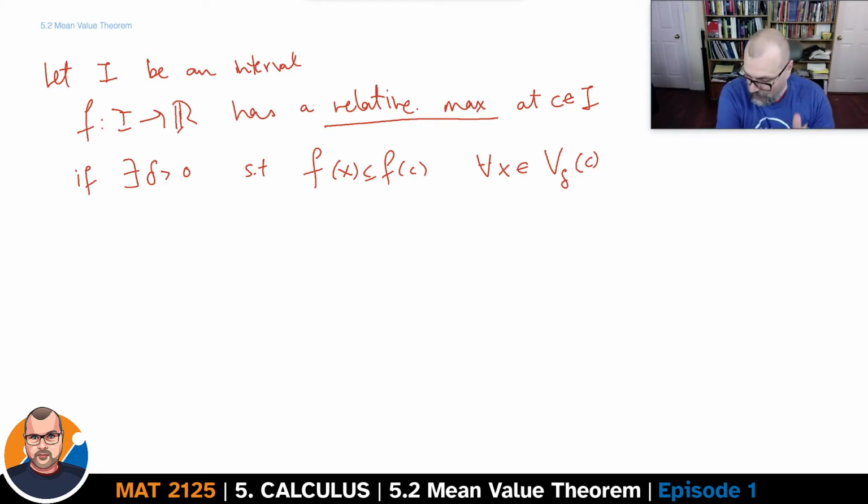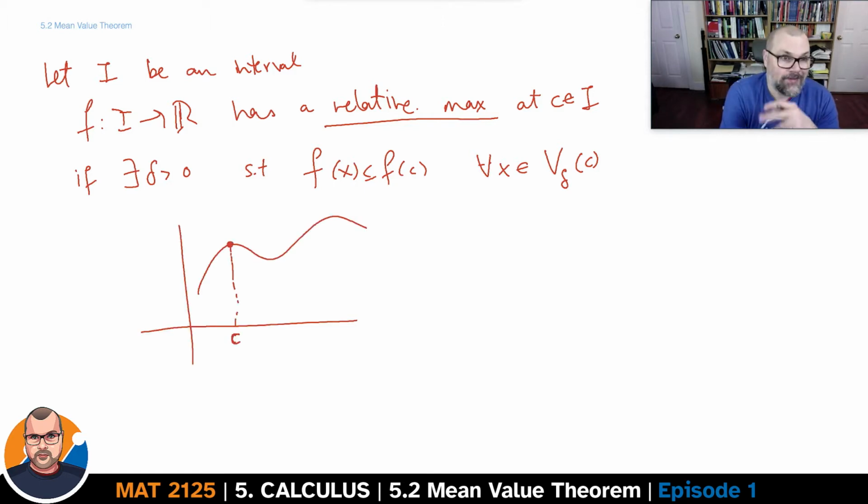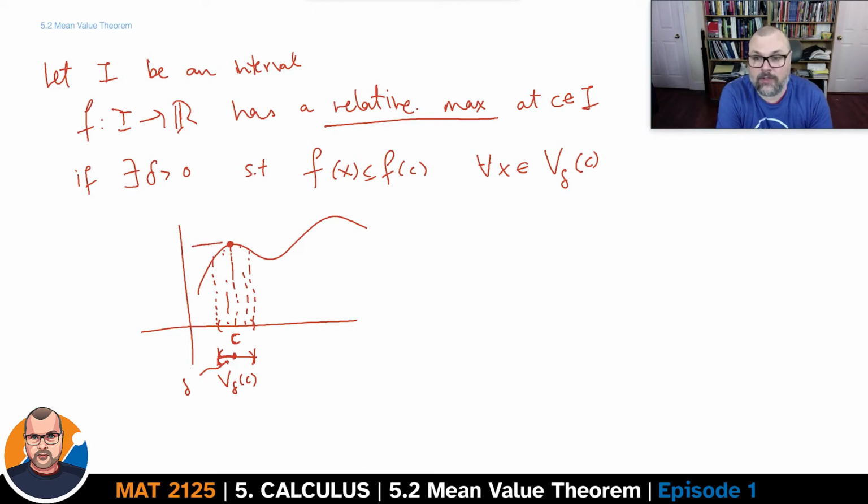So graphically, what we're talking about here, the point C and some neighborhood around the point C of radius delta, so the length here is delta, such that if you were to take the value of the function at any point in the interval, it's always going to fall below the value of the function here. So the function has a relative maximum at the point C if you can find a neighborhood satisfying this condition.